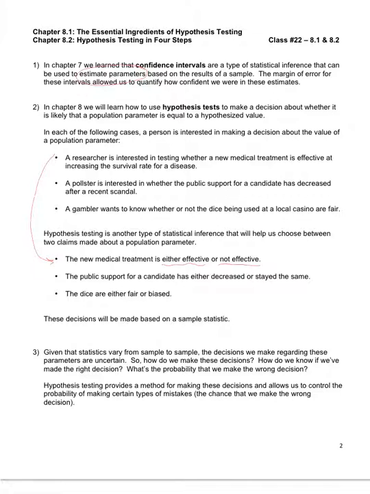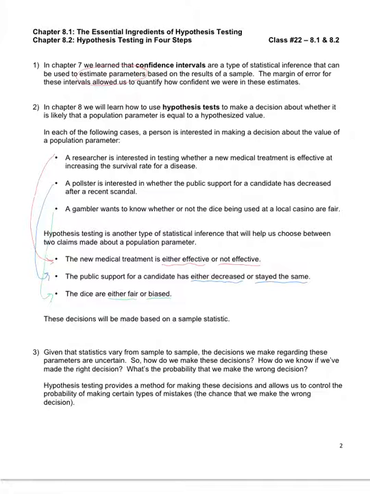All right, the pollster is going to be interested in whether the public support for a candidate has either decreased or stayed the same. So here are the 2 choices that they're going to be interested in choosing between. And the 3rd one, the gambler wants to choose between whether or not the dice are fair or biased. So there you've got 2 choices that they're going to be choosing between.